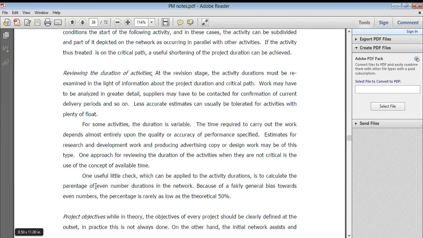So that is the approach for reviewing the duration of activities when they are not critical: the use of the concept of the available time. It's very important. One useful little check which can be applied to the activity duration is to calculate the number of durations because of some general bias created. Obviously someone is doing a lot, someone is not, so the theoretical percentage is created at only 50%.